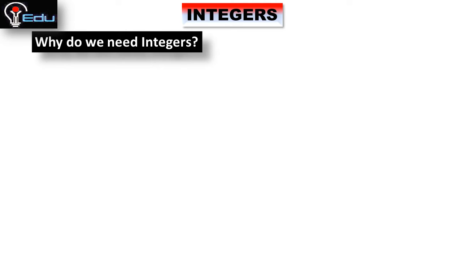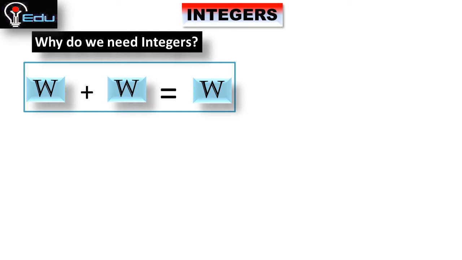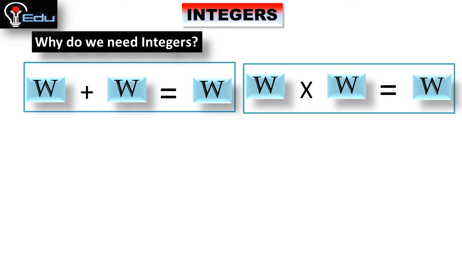So integers, why do we need integers? What is the necessity of learning integers? Up to now we have studied about whole numbers, and it is represented by the letter W. So letter W means all whole numbers. First, addition of whole numbers, that is a whole number added with another whole number, and the result is also a whole number. And the next is multiplication of whole numbers. A whole number multiplied with a whole number, and the result is also a whole number.